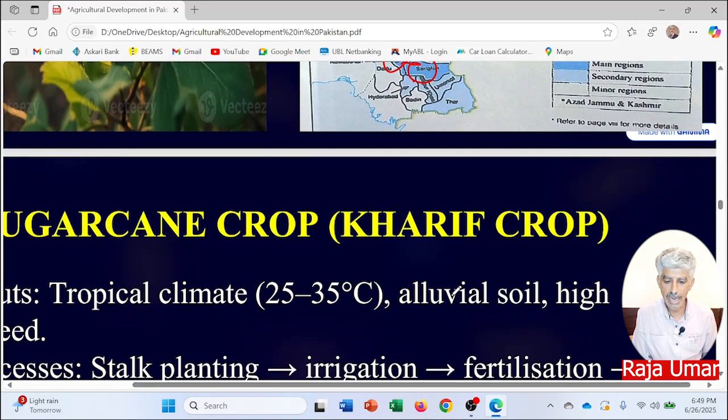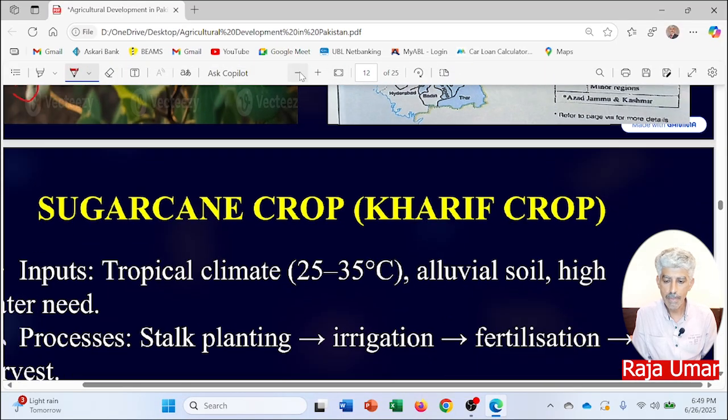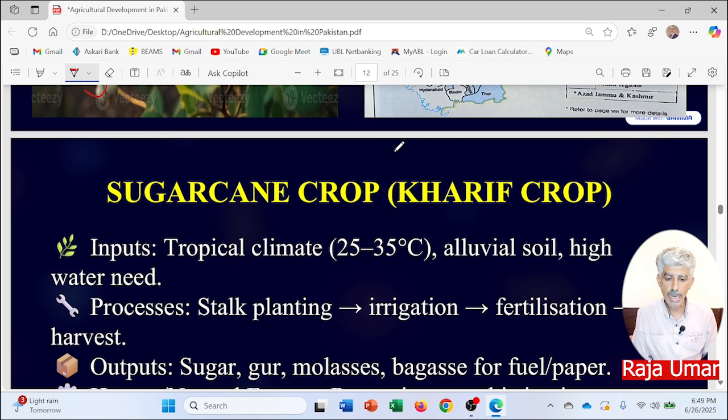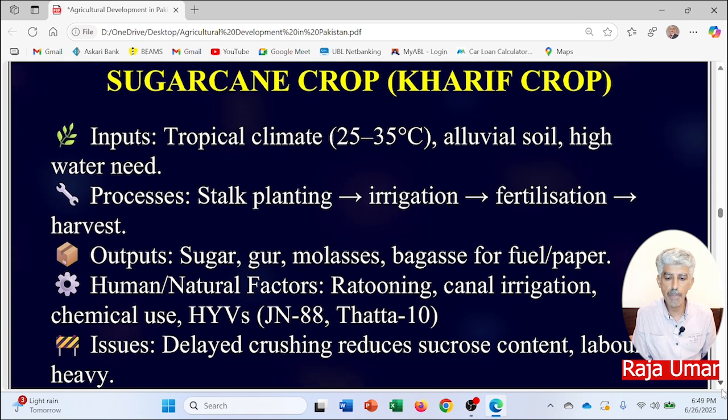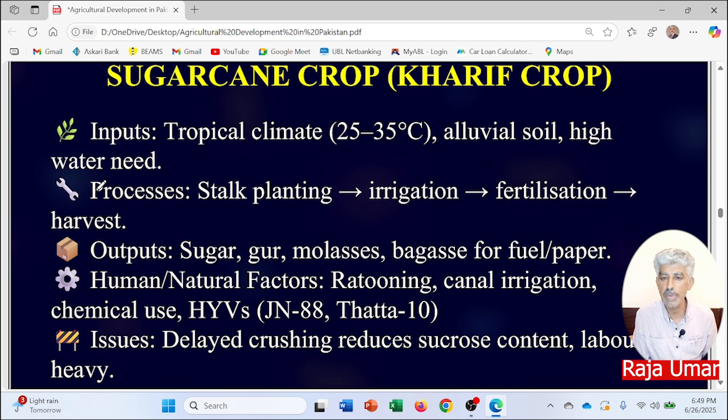So now the sugarcane crop. The sugarcane crop is again a kharif crop. Again, it is grown in summer, but in some other districts of Punjab and Sindh, or even Khyber Pakhtunkhwa.